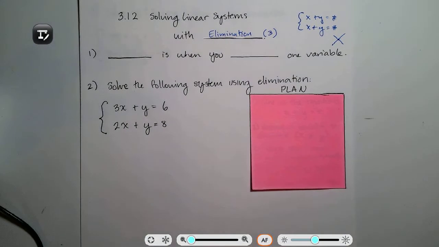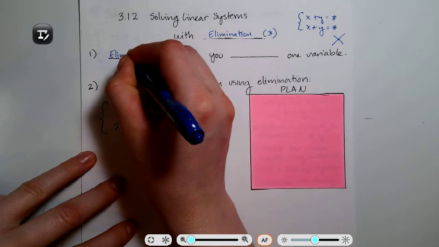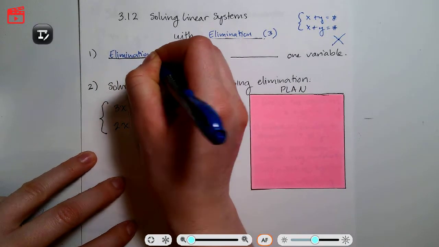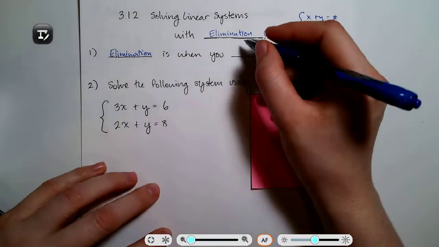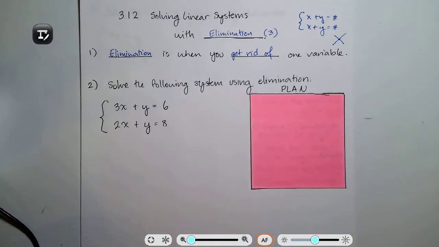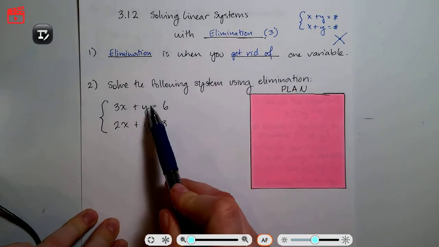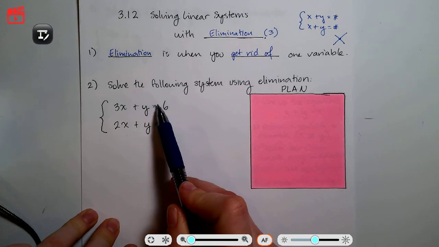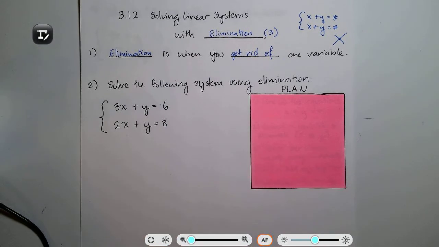So this new method is called elimination. All right, so elimination. What does the word elimination make you think of? Well, to eliminate something is to get rid of it, right? So elimination is when you get rid of one variable. Notice, when I look at this type of problem right here, how many variables do we have in each equation? We have two variables in each equation. We have an x and a y. So the plan would be to get rid of either the x or the y.